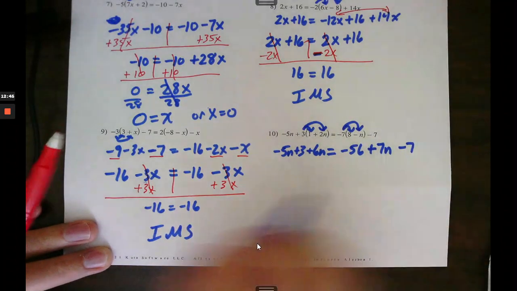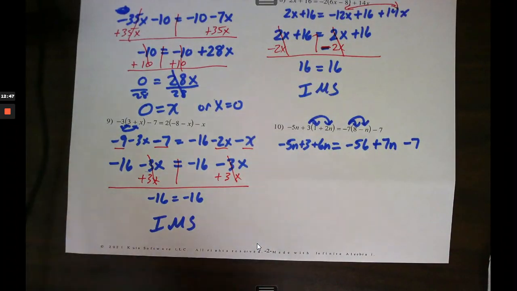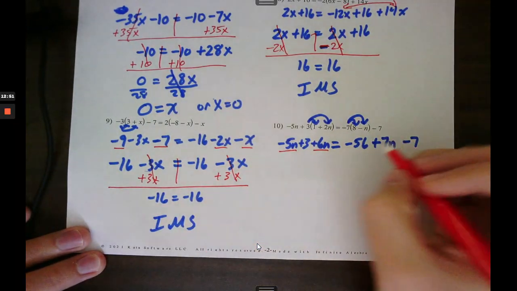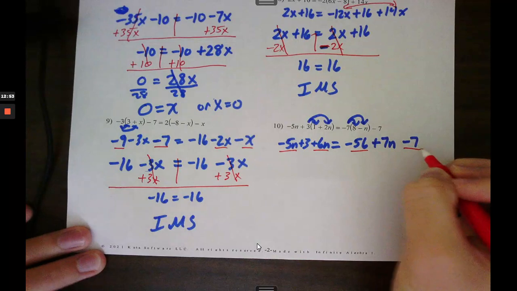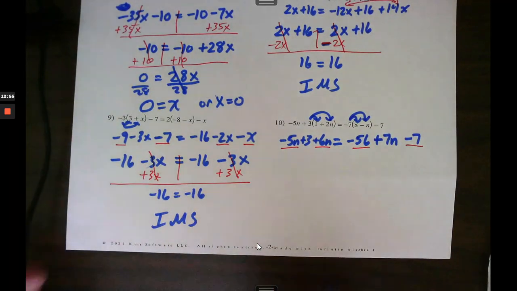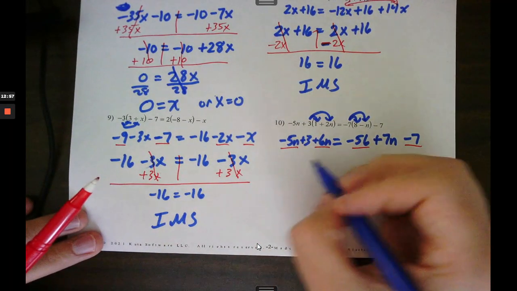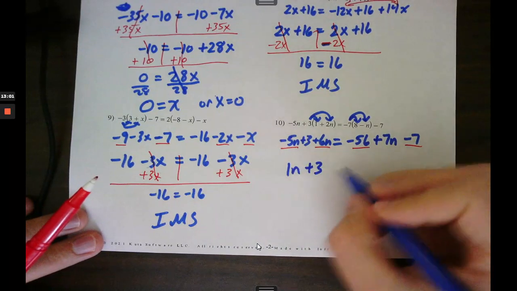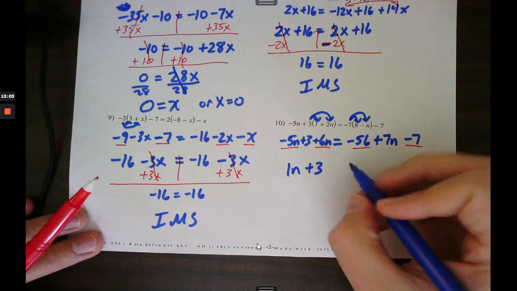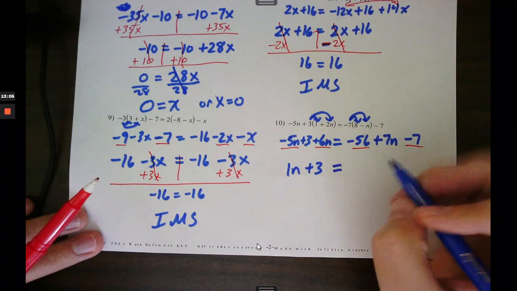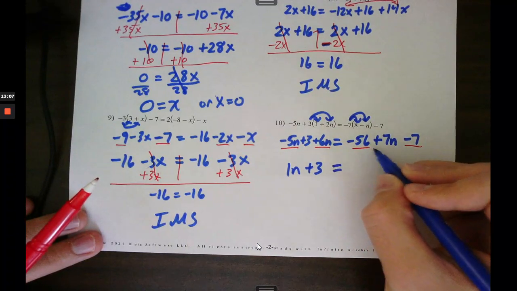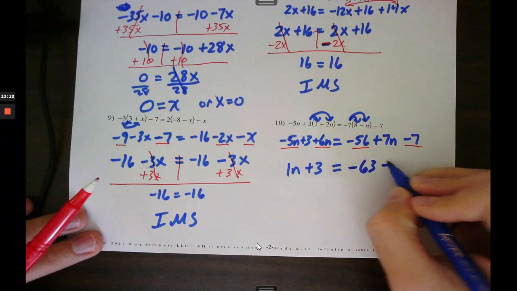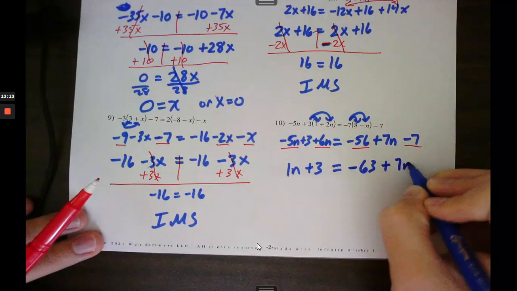Okay? Like terms, I do have like terms on both sides. I have negative 5n and 6n. And over here, I have negative 56 and negative 7. So we're going to combine the like terms that are on each side. Negative 5n plus 6n is a positive 1n plus 3. You don't have to put the 1. I just did so we would not forget, or so we would see that it's there. And then over here, negative 56 minus 7 is negative 63 plus 7n.